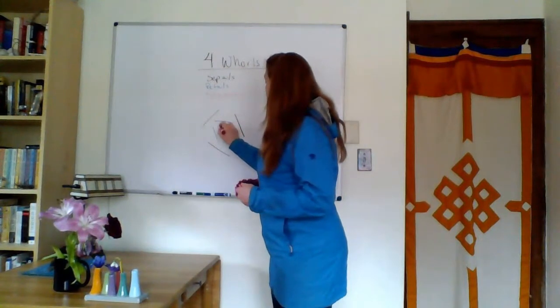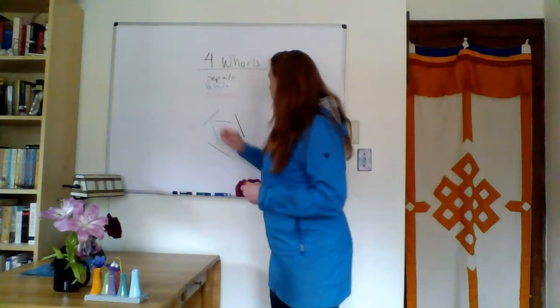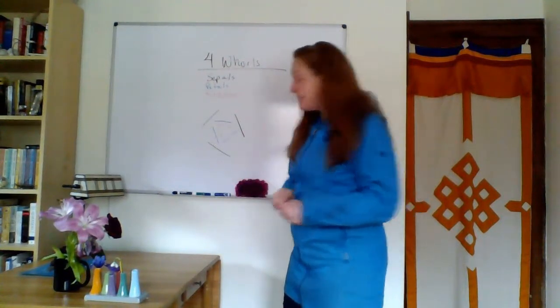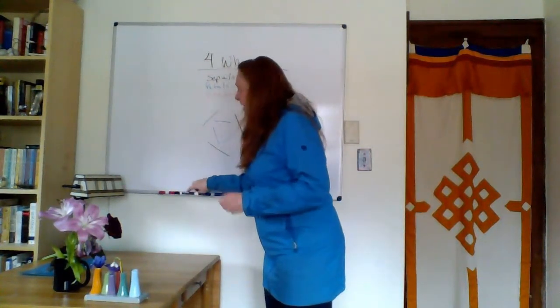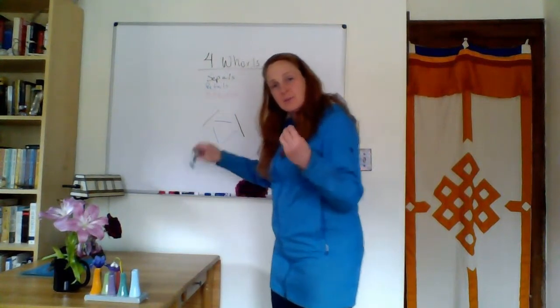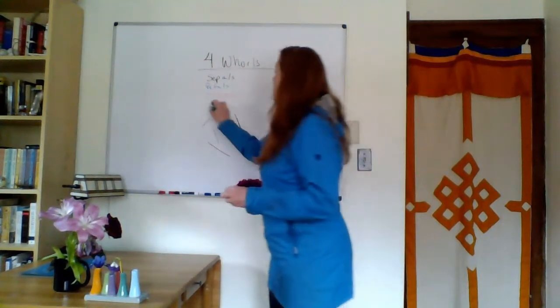So our next layer will be our stamen. I'm just going to draw 3 little short lines for our stamen. Our innermost layer, our innermost whorl of our flower will be the carpel.